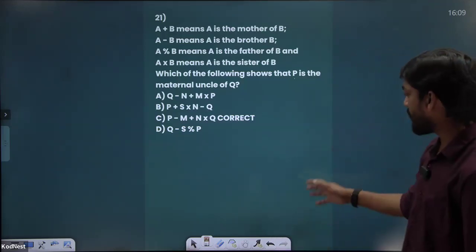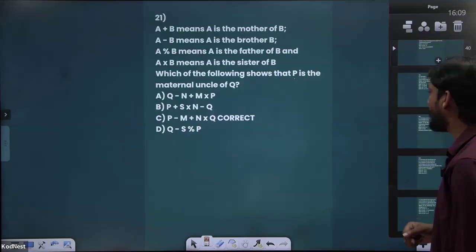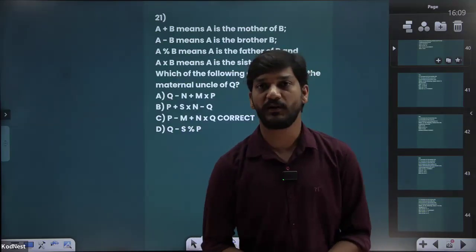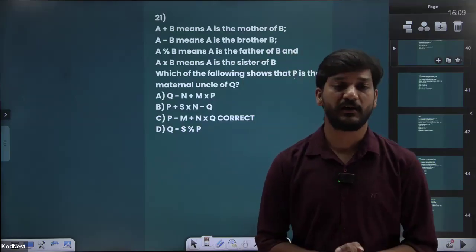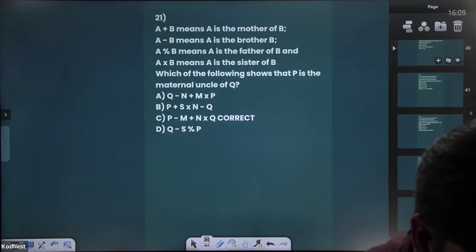So we are concluding the class here only. Tomorrow we will complete this and we'll start with the next topic, which is direction sense. Very easy topic that we will try to complete tomorrow. Yes, attendance sharing.